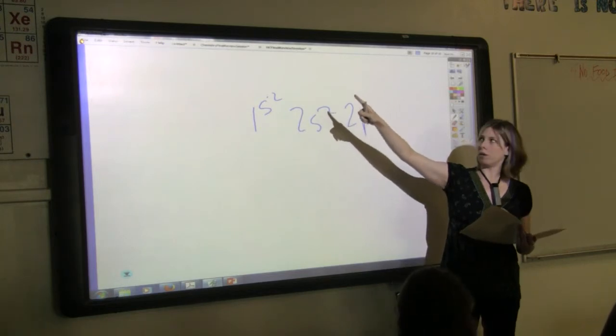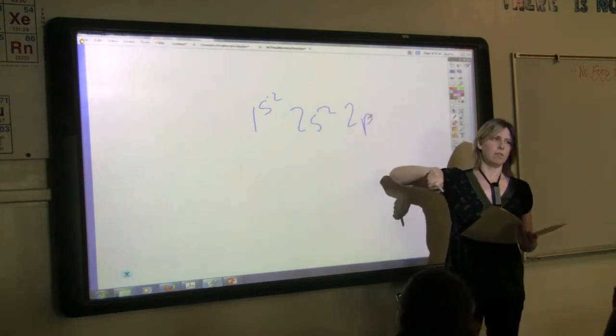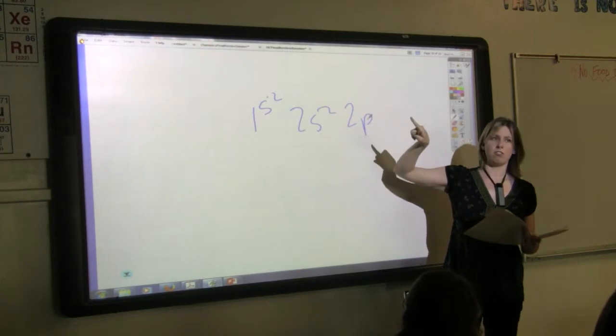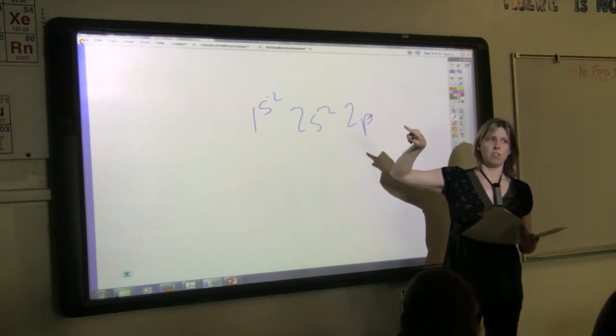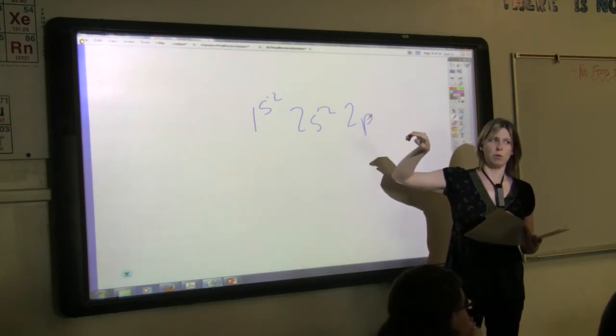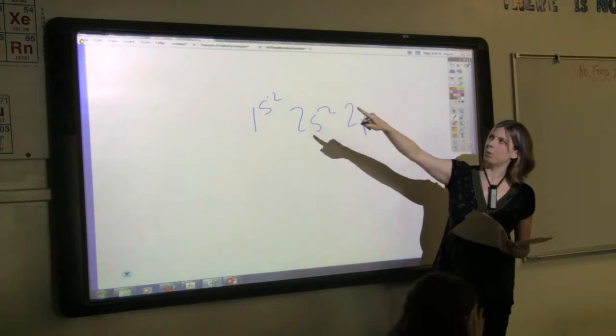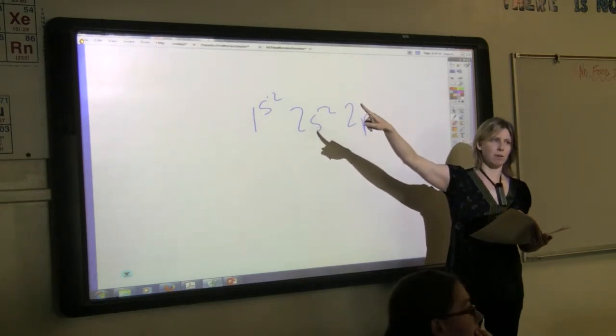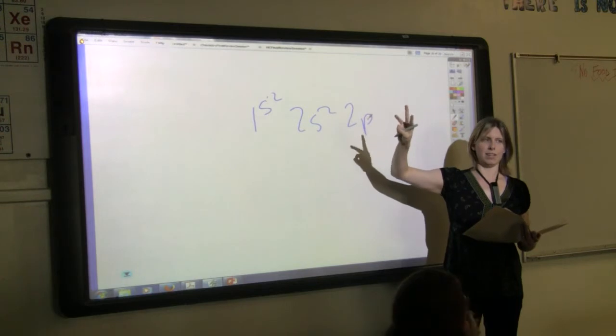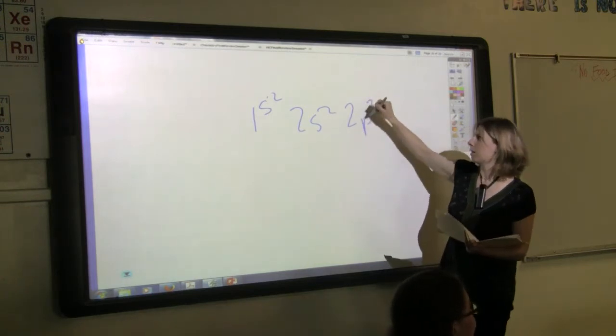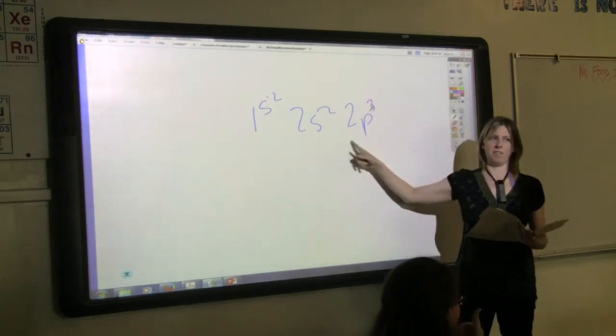How far across do we go? Well, I just said nitrogen. I don't know, it's confusing to me. Okay, boron, carbon, nitrogen. How many spaces did I go? 3. So I went 3 spaces in the p block. Oh, okay. So this is the electron configuration.